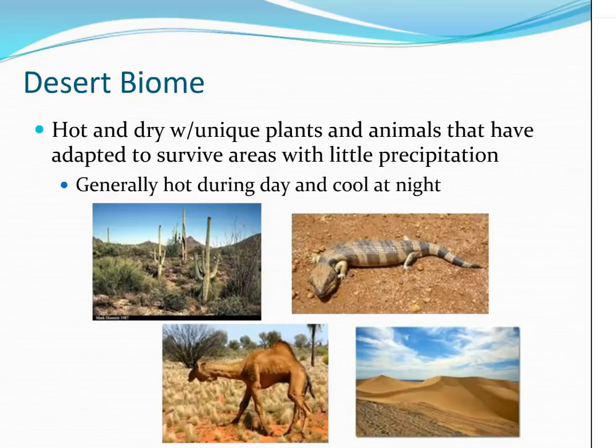The desert biome tends to be hot and dry, with very unique plants and animals that have adapted to survive areas with very little precipitation. Generally, deserts are hot during the day and cool at night.